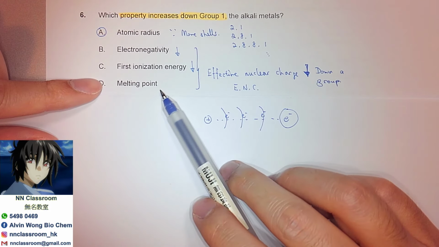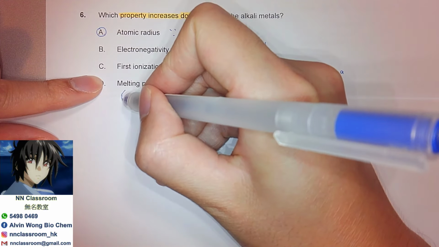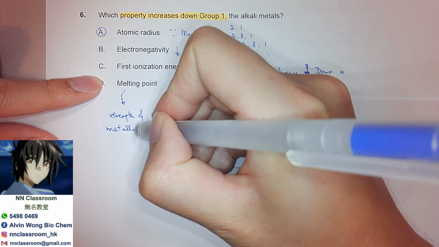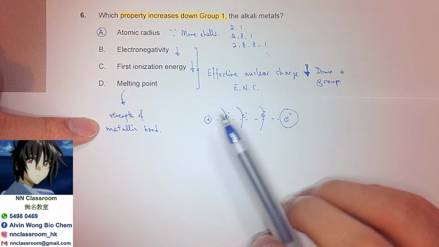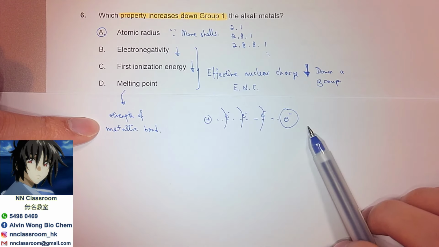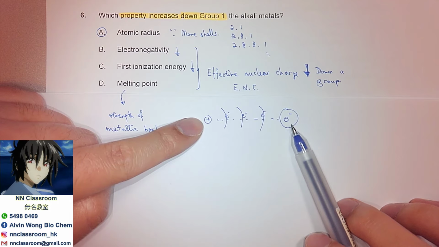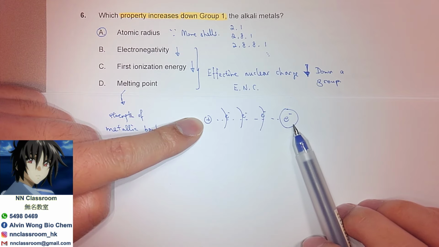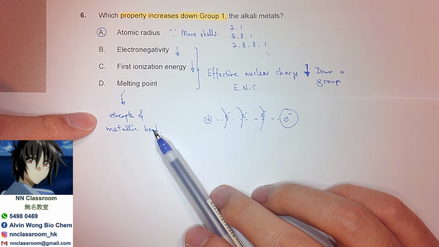Same as the melting point, because in this case, group 1 elements are all metals. Melting point this time is related to the strength of metallic bond. And what is a metallic bond? It's the electrostatic attraction between the positively charged metal ions and the outermost shell delocalized electrons, right? So this is similar to the factor of effective nuclear charge. When the nucleus can no longer attract those electrons as strongly, eventually the strength of the metallic bond will be getting weaker as well.